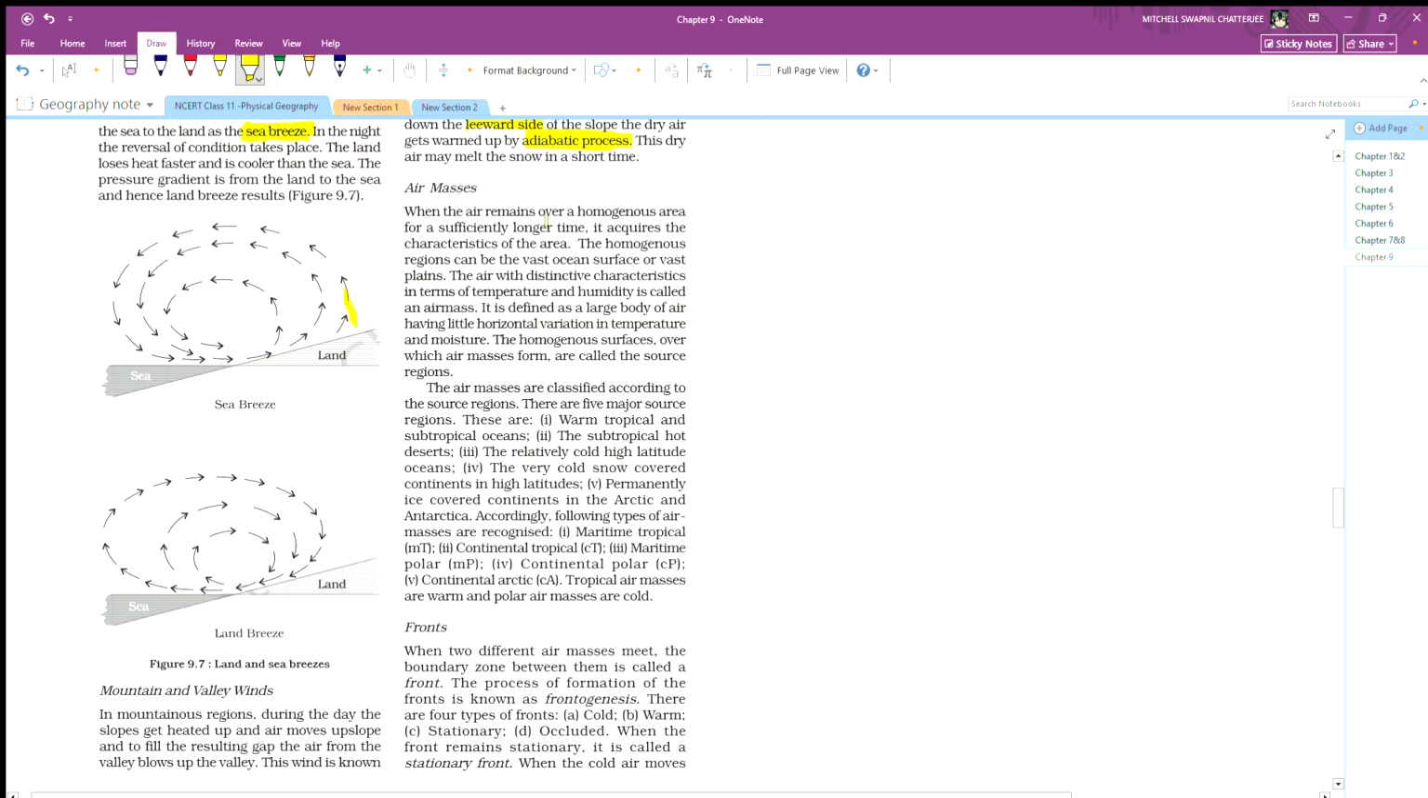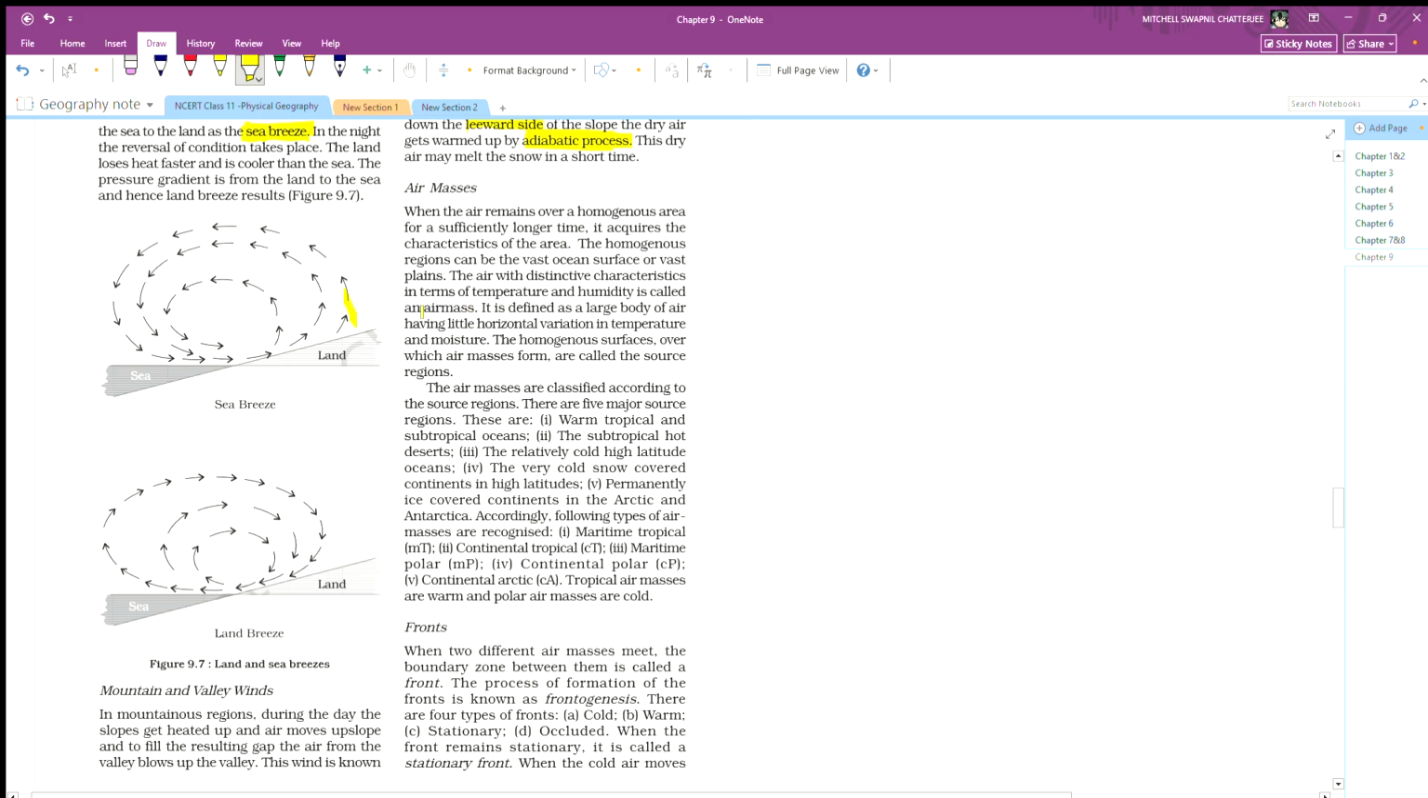When the air remains over a large homogeneous area for a sufficiently long time, it acquires the characteristics of the area. The homogeneous region can be a vast ocean surface or vast plains. The air with extensive characteristics in terms of temperature and humidity is called an air mass.